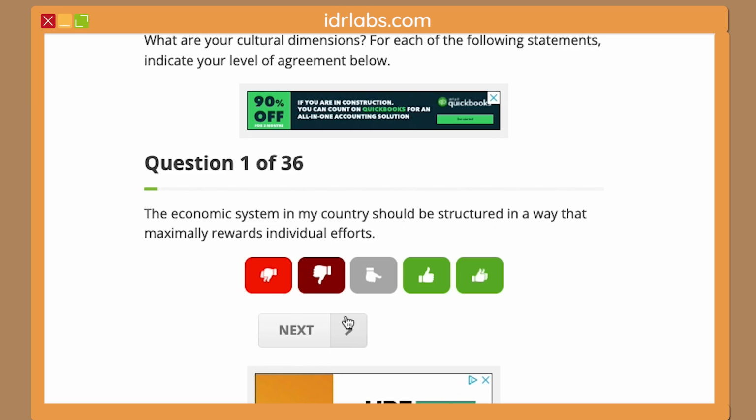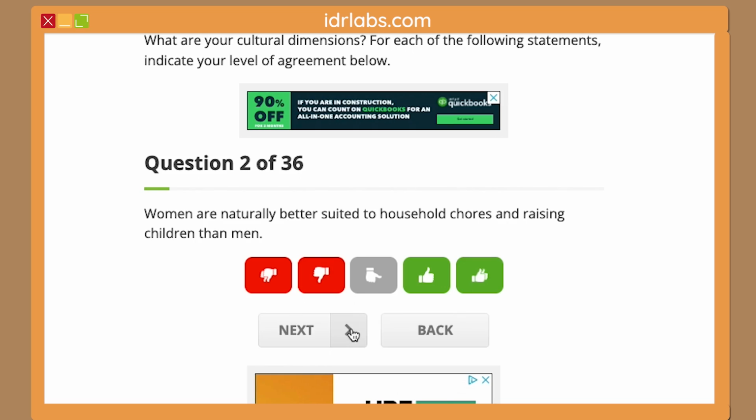Question 2. Women are naturally better suited to household chores and raising children than men. This was supposed to be fun. Some women are, some women aren't. I realise that I'm not a big fan of generalisations, and that's all this quiz is. I'm gonna go neutral on this one because I think it's down to the person.